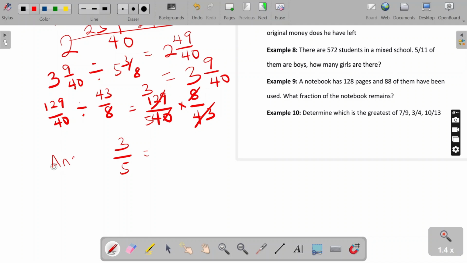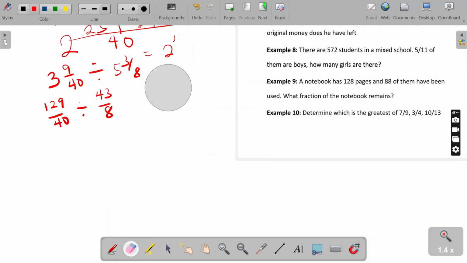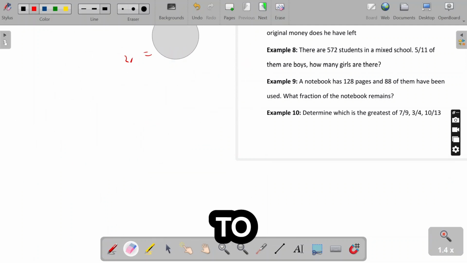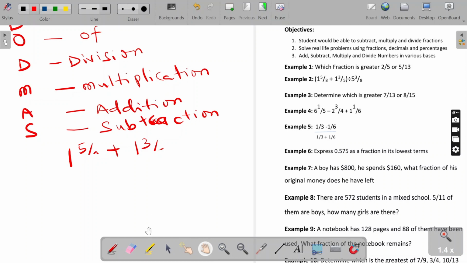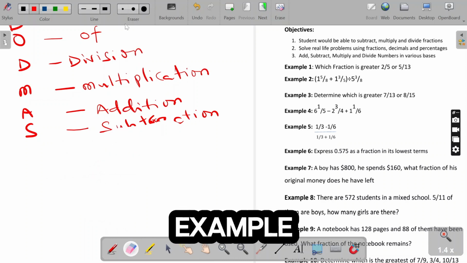Answer. So the answer is 3 over 5. That solves example 2. Let's go to example 3.